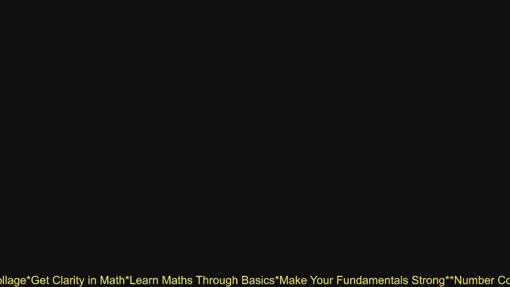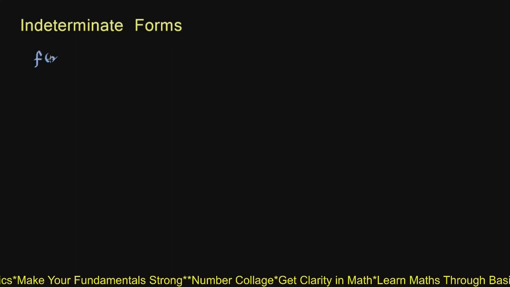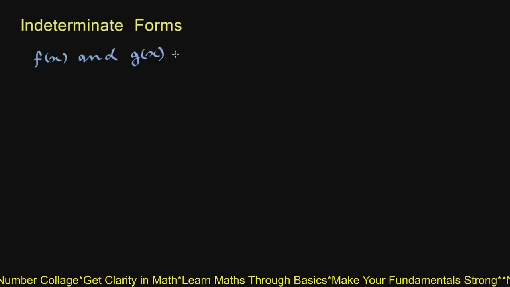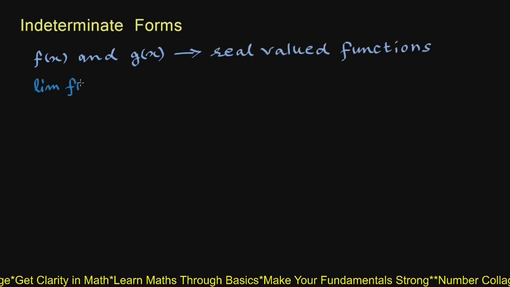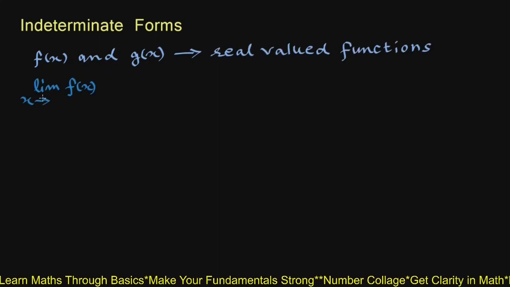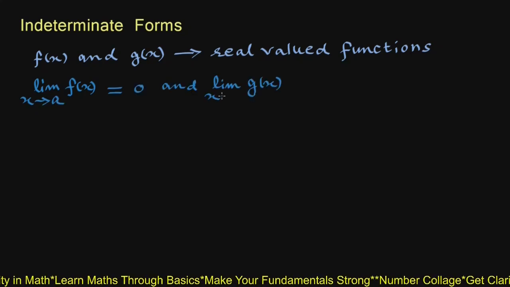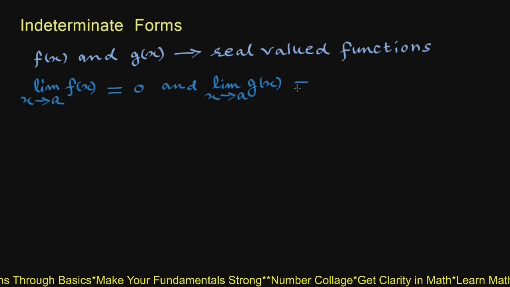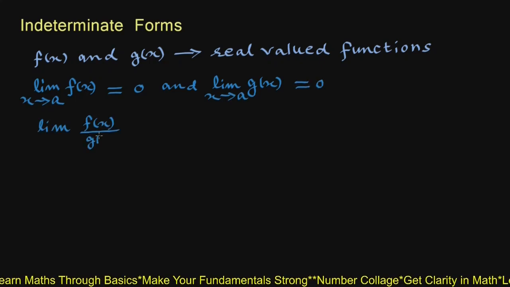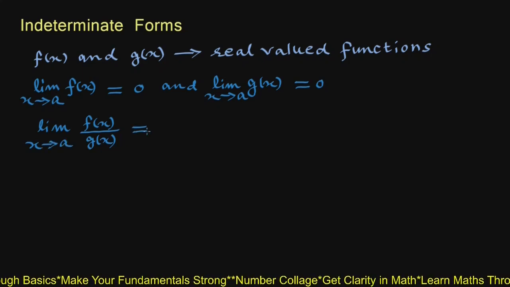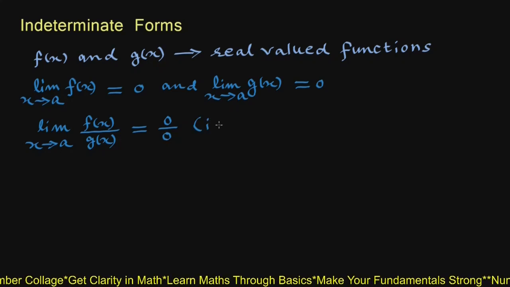In this video, we are going to study indeterminate forms. Suppose f(x) and g(x) are two real-valued functions, and let the limit of f(x) as x tends to a be 0 and the limit of g(x) as x tends to a also be 0. Then the limit of f(x) upon g(x) as x tends to a will be 0 upon 0, which is an indeterminate quantity.